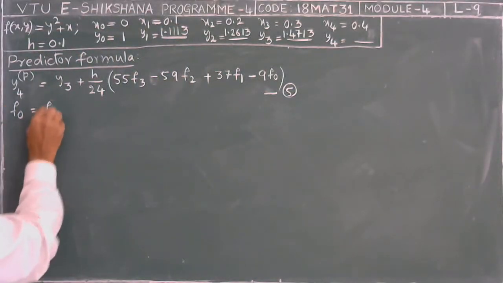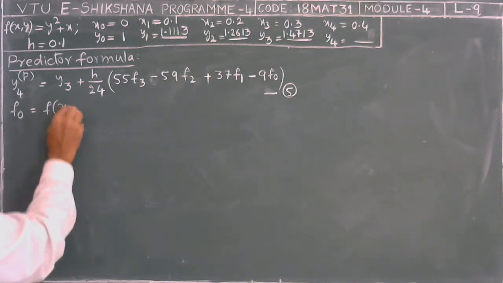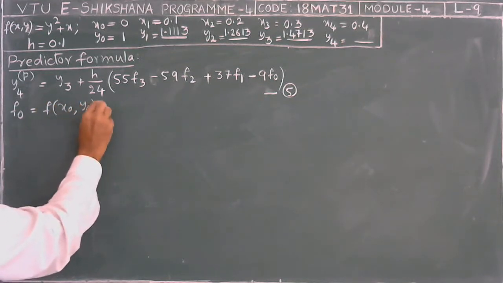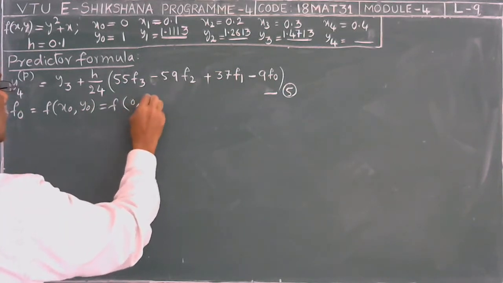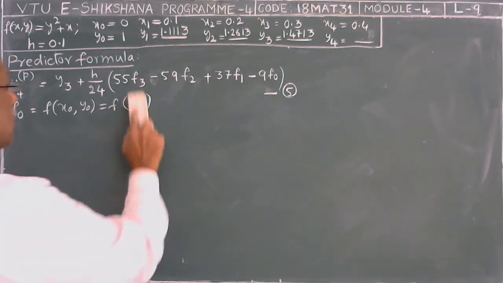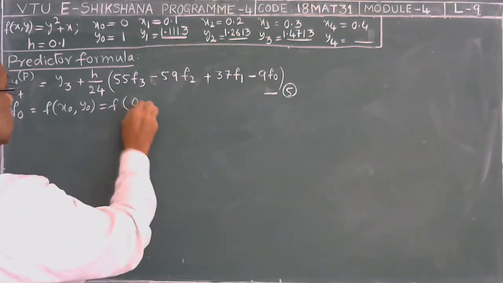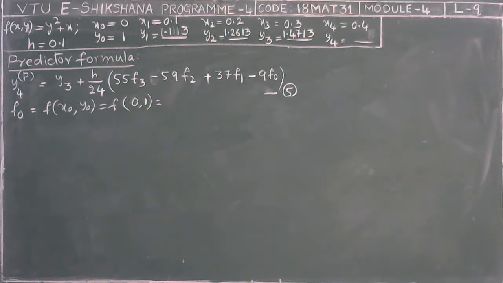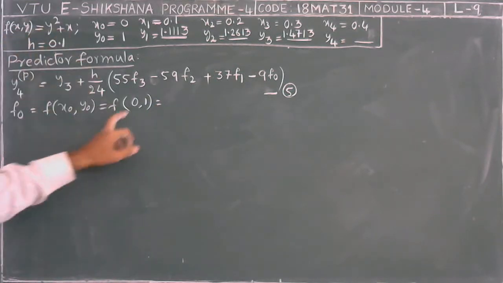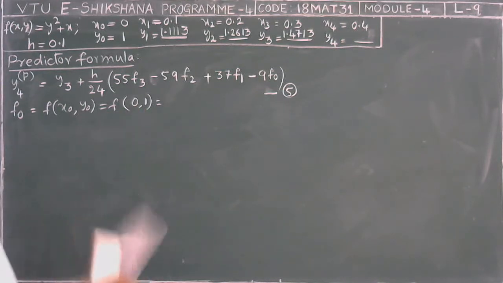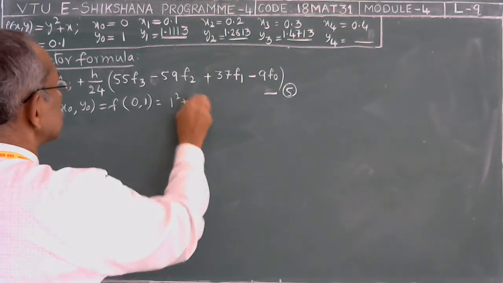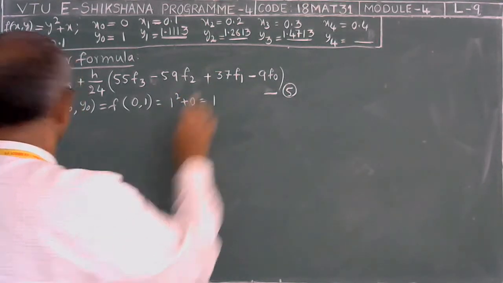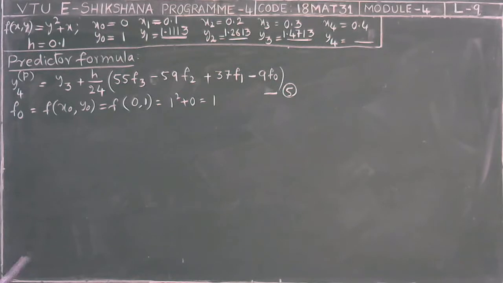f0 is f of x0 comma y0. So this is f of 0 comma 1. By definition, f of x, y is y square plus x. So f of 0, 1 is 1 square plus 0, that is equal to 1. So f0 is 1.